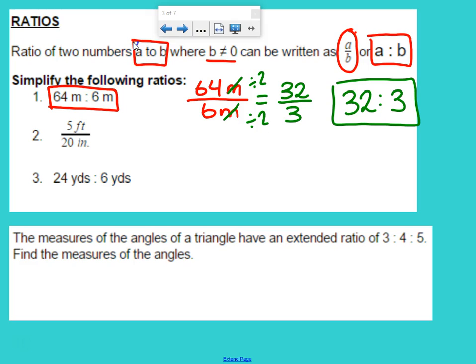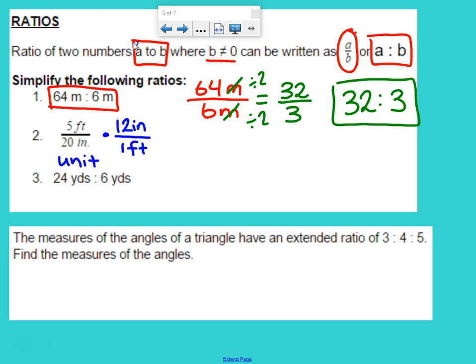Second ratio, if we look, we do not have common units. Our units, one is feet, one is inches. So we first need to multiply by a conversion factor. It'd be easiest to make feet into inches, so our conversion factor is going to be 12 inches per 1 foot. That is a ratio in itself, the ratio of inches to feet.